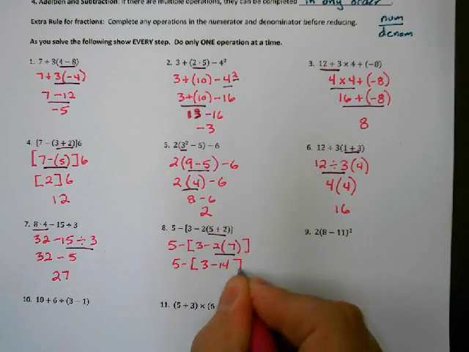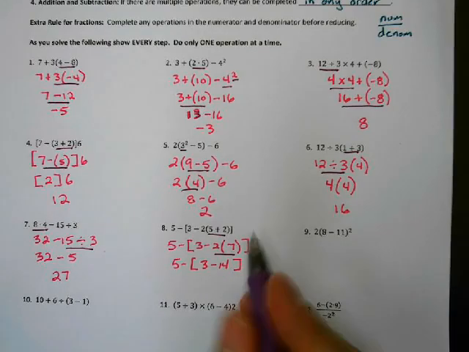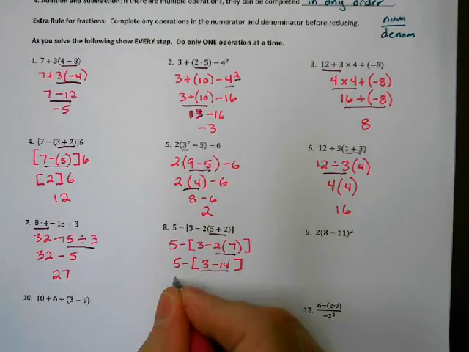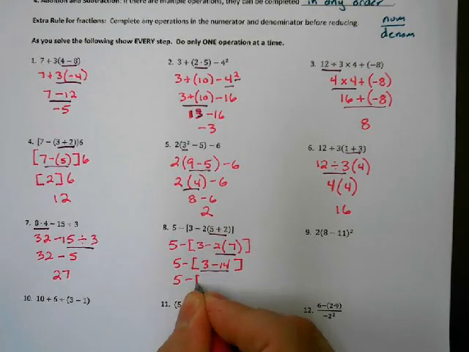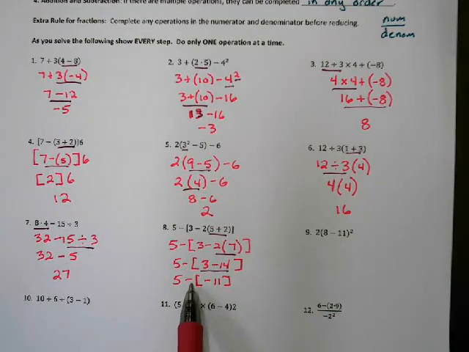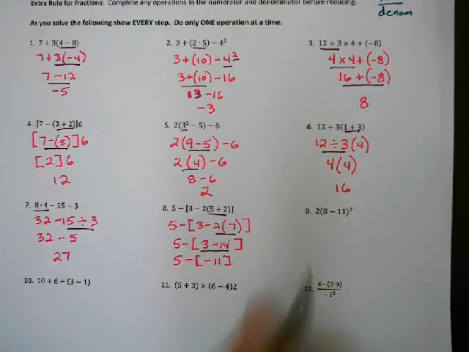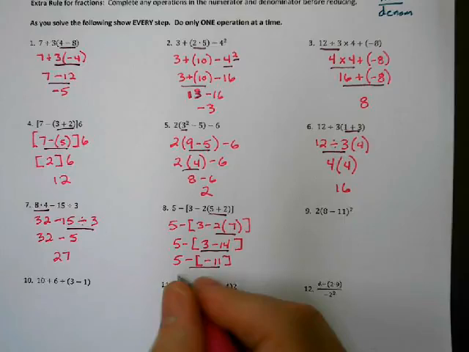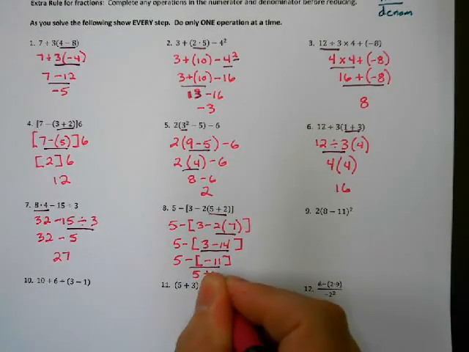Okay, next operation, I still have subtraction inside the bracket. So I've got 5 minus negative 11. This is a negative 1 right here. So this is negative 1 times negative 11. That's positive 11. So I would do this operation next. That would give me 5 plus 11, which is 16.